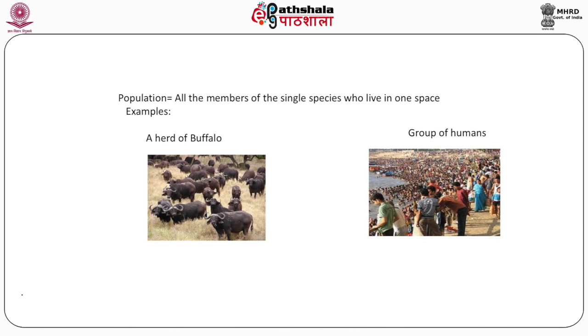Another level of organization is population. All the members of a single species who live in one space are called a population. Example, like a herd of buffalo.